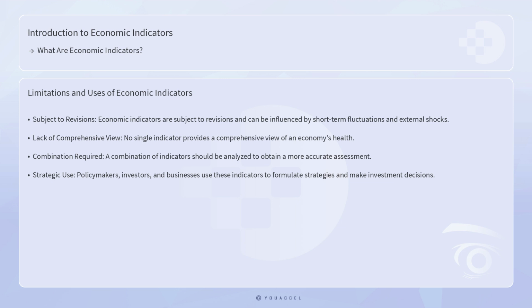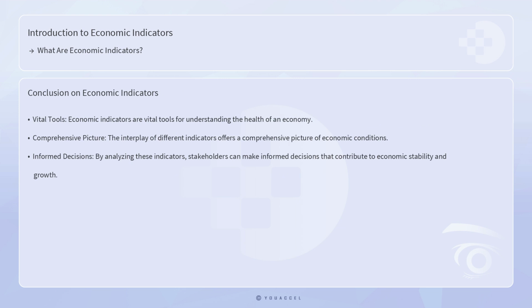Policymakers, investors, and businesses use these indicators to formulate strategies, make investment decisions, and implement policies that promote economic stability and growth. In conclusion, economic indicators are vital tools for understanding the health of an economy. They provide valuable insights into various economic aspects, including growth, inflation, employment, trade, and consumer and business confidence. By analyzing these indicators, stakeholders can make informed decisions that contribute to economic stability and growth.